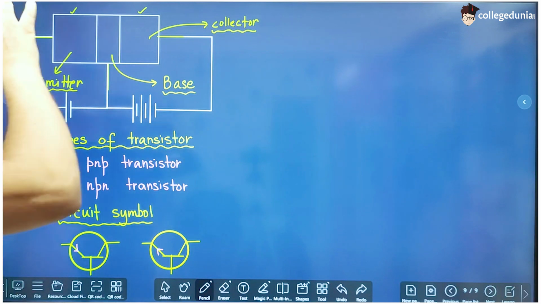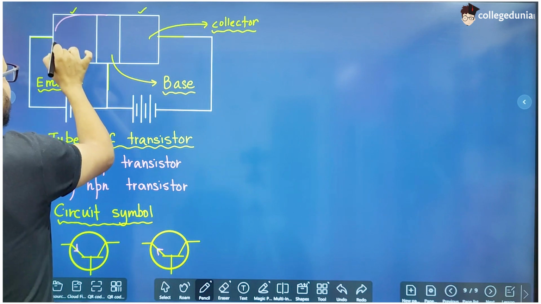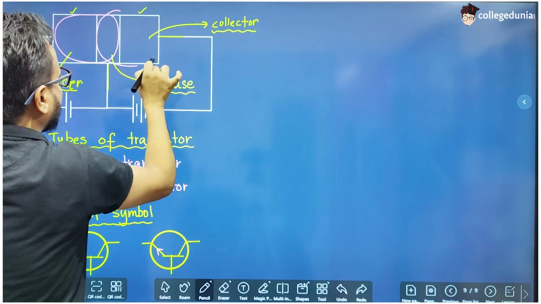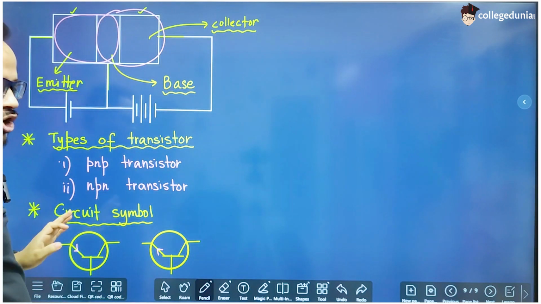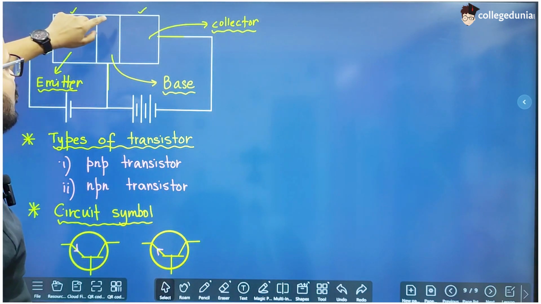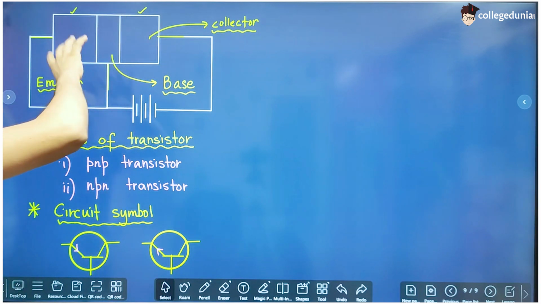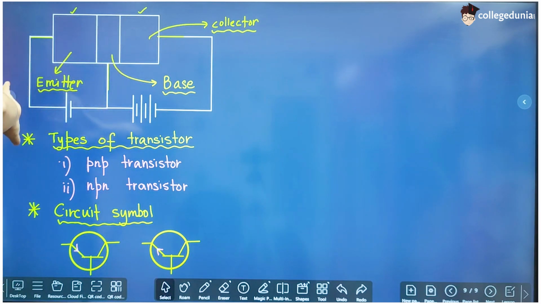Now it has two PN junctions, right? One is this and one is this PN junction, and the middle part is common. So this PN junction is called the input PN junction, and this PN junction is called the output PN junction. The input PN junction is forward biased and the output PN junction is reverse biased.